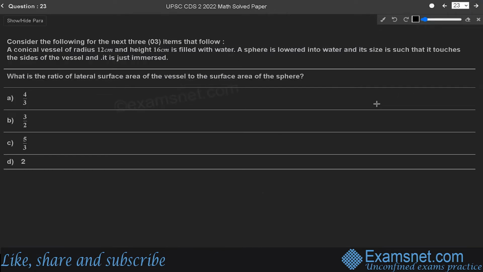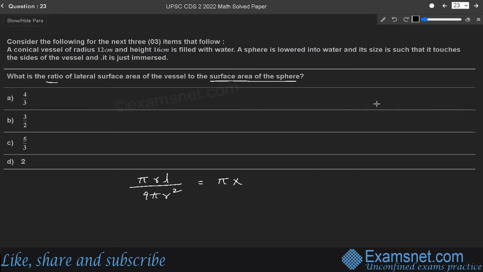Next part of the question is, what is the ratio of lateral surface area of the vessel to the surface area of the sphere? Can you tell me what is the lateral surface area of a cone? The lateral surface area of a cone is pi r L. And we have to find the ratio upon the surface area of the sphere. We know that surface area of the sphere is given by 4 pi r square. We have all the values, so let us keep the values.